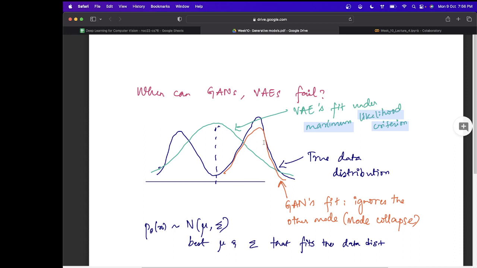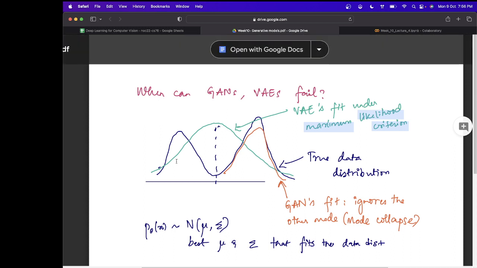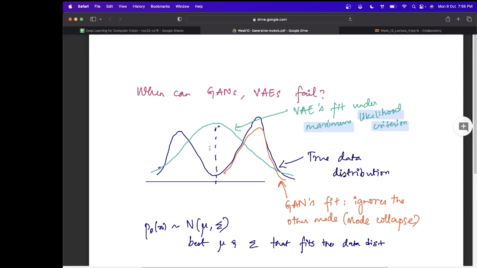Okay, so the GAN learns a distribution which is close to this. And that means what? That it ignores this mode completely. And imagine if there are multiple, say ten, such modes, then it's only looking at one such mode.